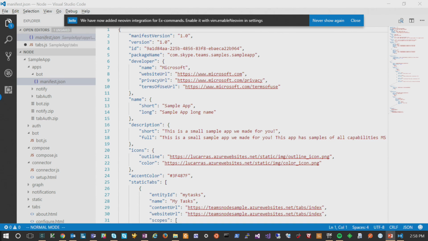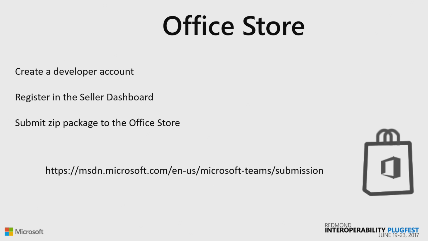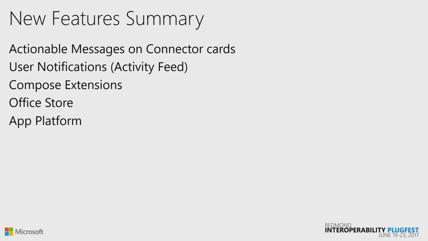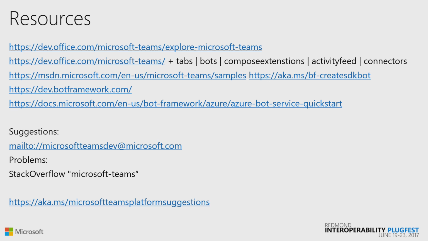Okay. And then finally, to get started with the store, create your developer account first, Office developer account. Go to dev.office.com to do that. Register in the seller dashboard. This is where add-ins get submitted. This is also where your Teams app gets submitted. And here's the URL for how to do the Teams submission. And that's just our summary. And there's the submission URL again, and some resources for you.